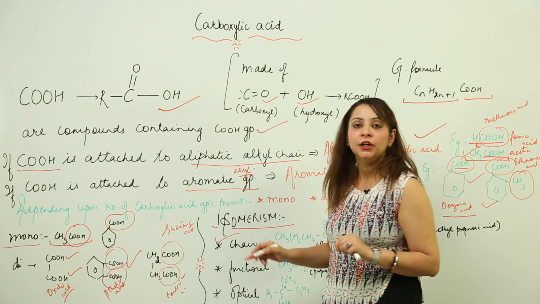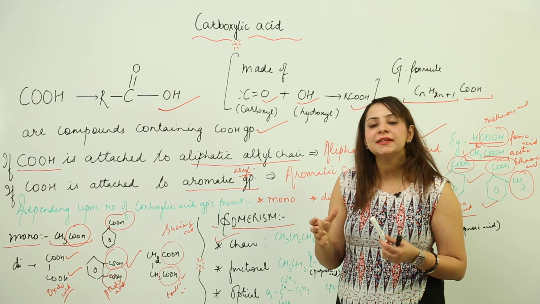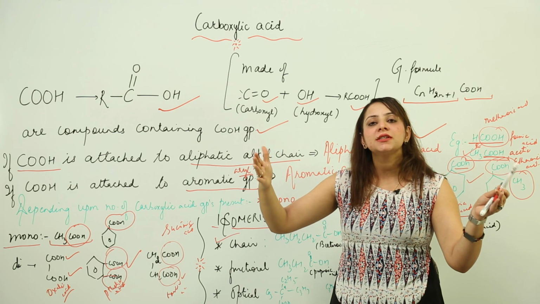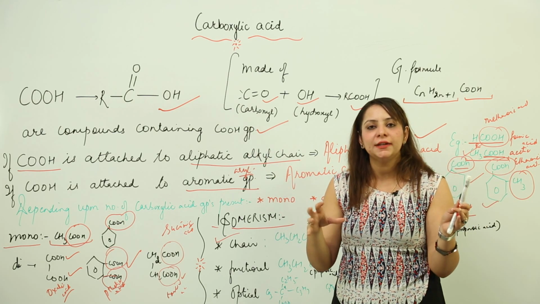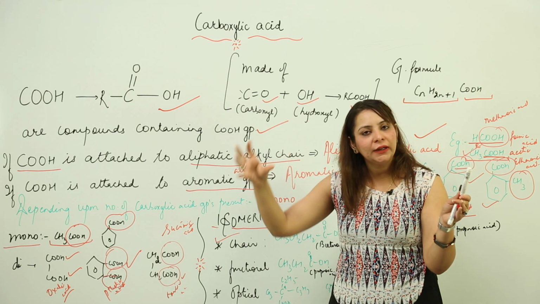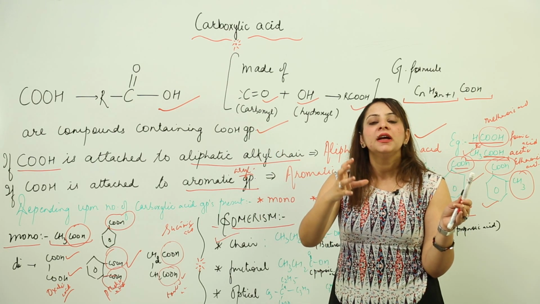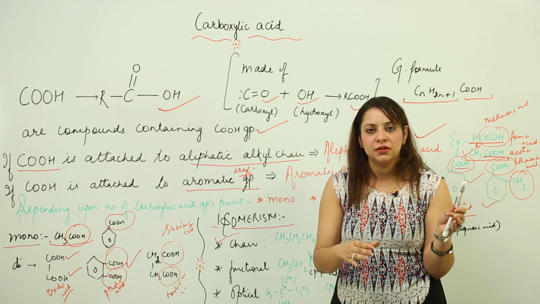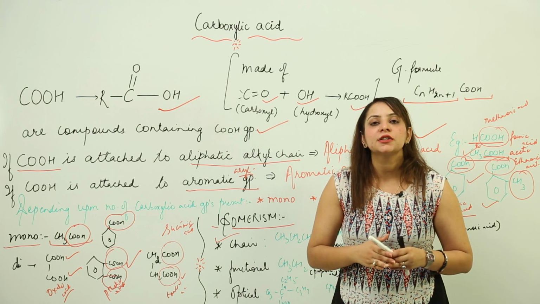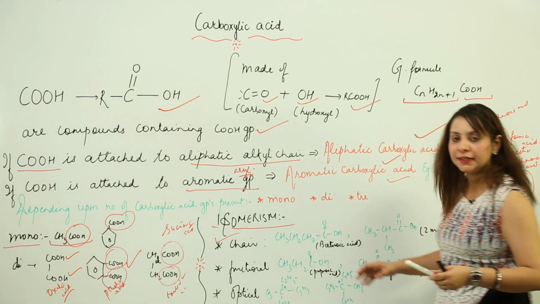One is the chain. You know what chain isomerism is? It is that in which, suppose you have 5 carbons in a chain, you try to contract it by making branches. So from the 5 carbons, we remove 1 carbon and attach it as a branched carbon, and according to that it is called chain isomerism. I have an example for you.